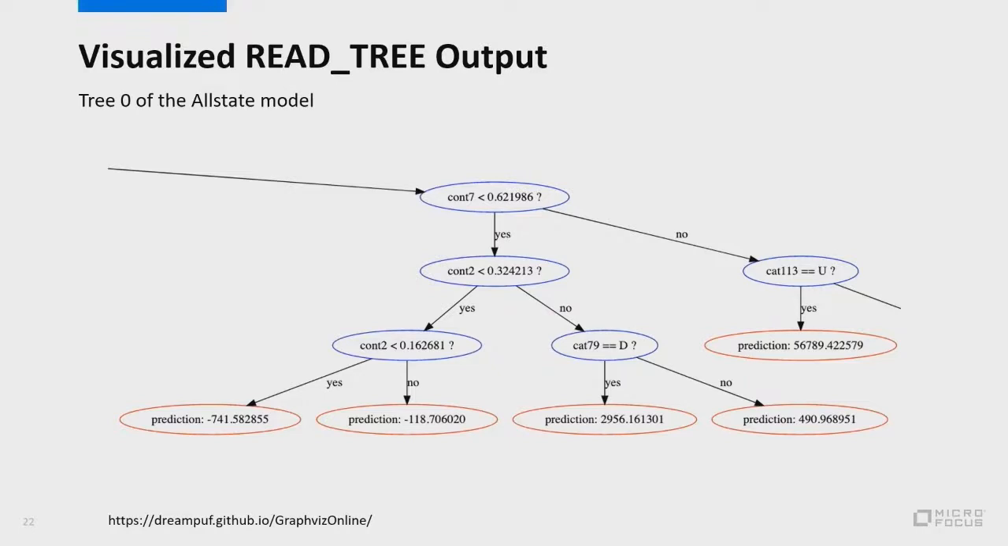But you can see the little names on the right, cont7 and cat113, are column names that you passed into the model. And we can see that for this top bubble, it's splitting on 0.62, then it's splitting on 0.32, etc. And at the bottom in red, we can see the predictions, and how, if a certain row went down to any of these specific predictions in this specific tree, it would affect the overall prediction.